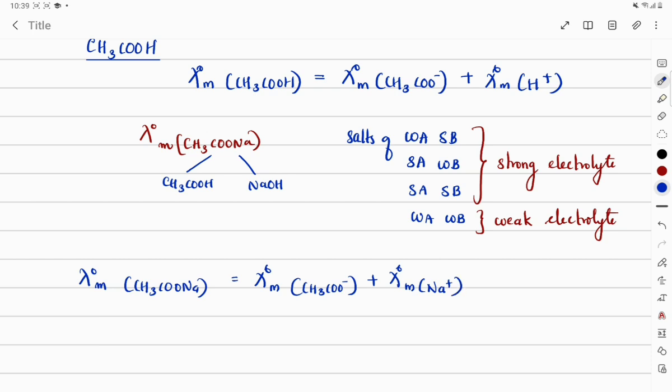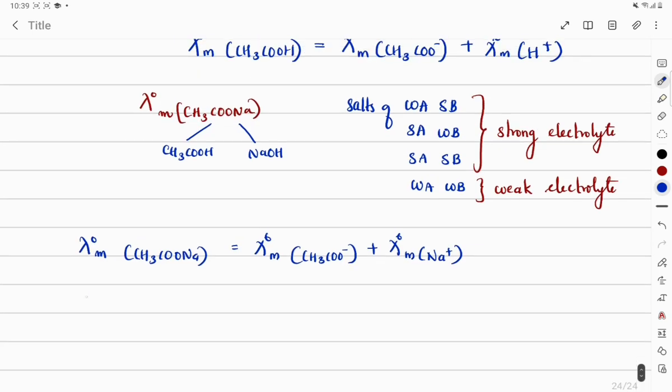Since it is a strong electrolyte, I will know the value of lambda 0m for this particular thing. Now the next thing I would need is lambda 0m value of HCl. Why HCl? Because from this I will get lambda 0m of H plus, which I actually need to find that of acetic acid. So this is going to be lambda 0m of H plus plus lambda 0m of Cl minus. Now if I add them up, what do I get?